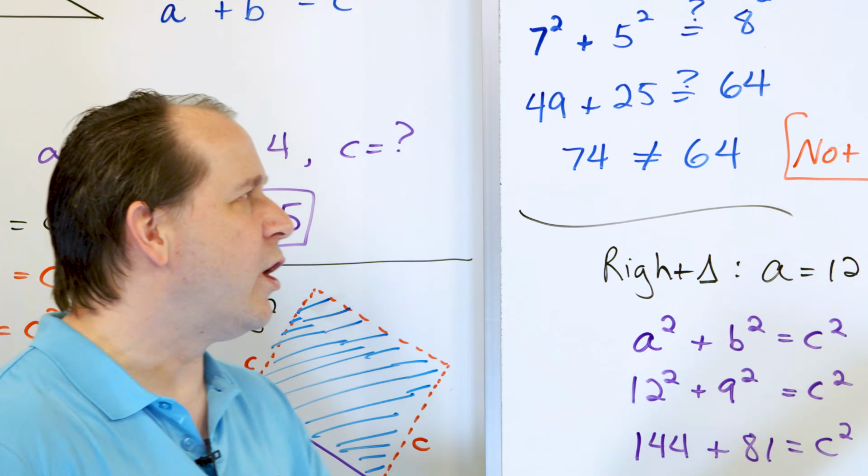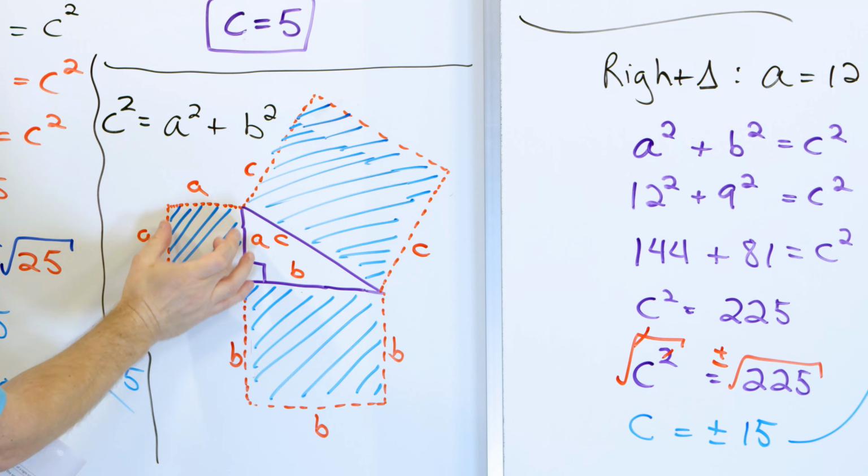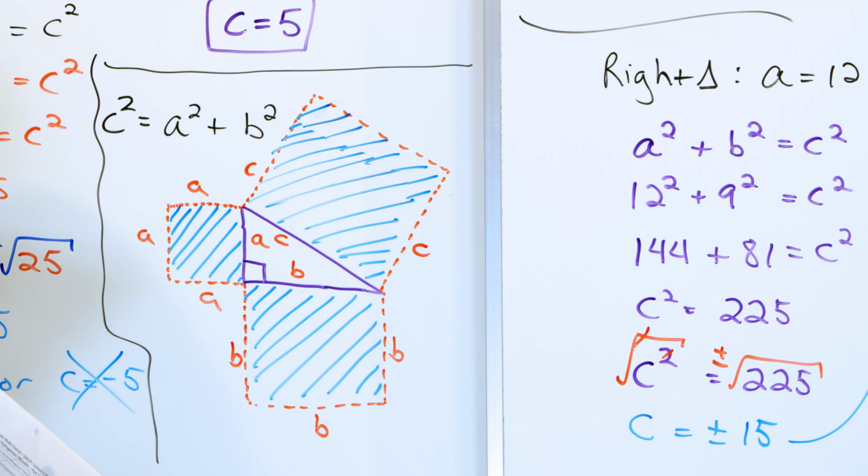So boiling it all down, a squared plus b squared is c squared. You can think of it in terms of area of some square attached over here, plus some area here has to be the area of the other side.